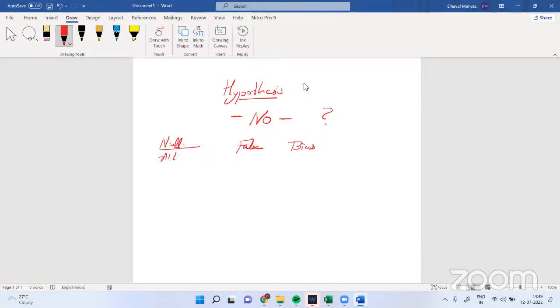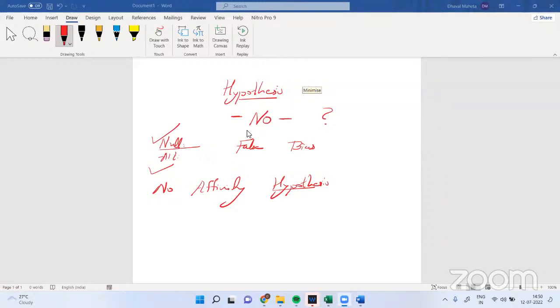Researchers should have an affinity for null or alternative. Please say yes or no in the chat box. Which one? Null or alternative? Think carefully and tell me. Researchers should not have affinity for any hypothesis. He should be completely detached, no affinity for any hypothesis. As soon as I say that I am having an affinity, I am biased. Clear? Is it clear? Yes, sir.